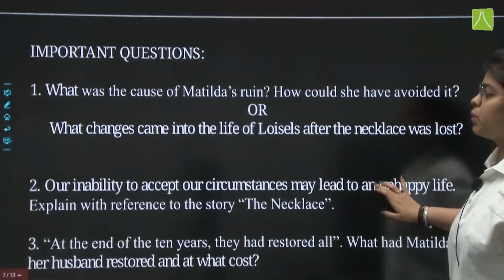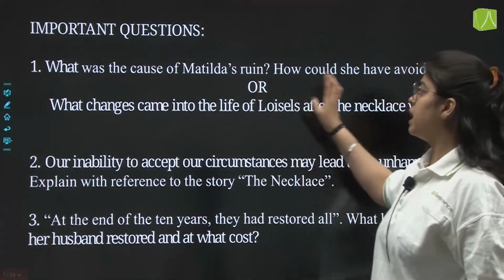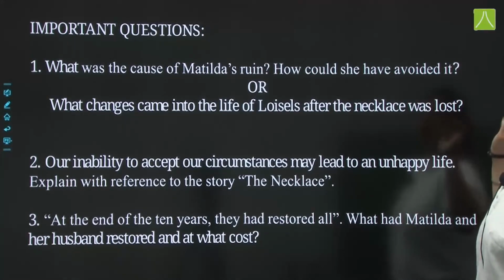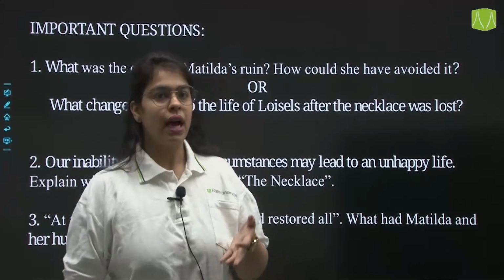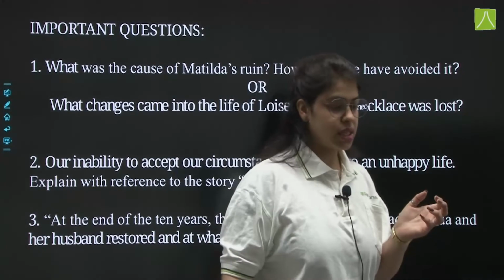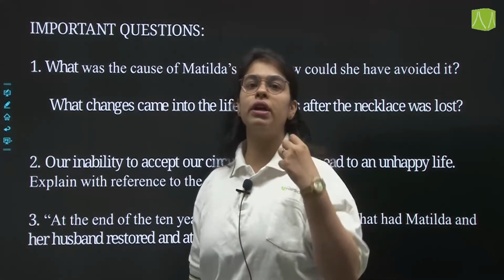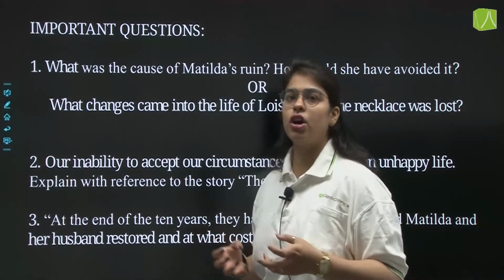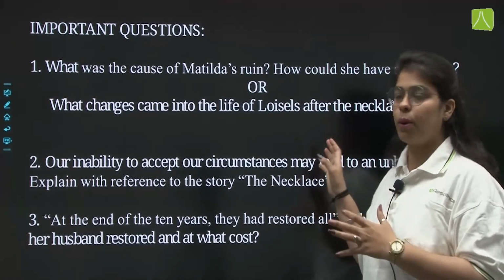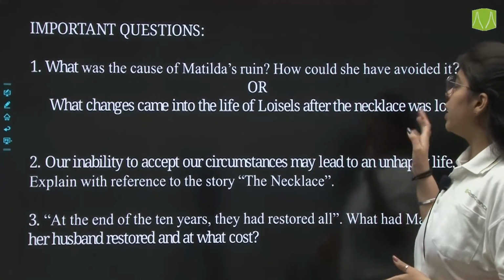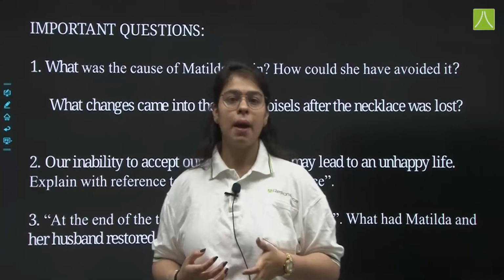Now let us see the important questions related to the chapter. The first one is, what was the cause of Matilda's ruin? How could she have avoided it? This was all planned by Matilda. She wanted to go to the ball of the ministers, so she asked her husband to buy her a new dress. Then she also wanted jewelry. This selfishness, or we can say greed, got Matilda into trouble. She could have avoided it by making herself comfortable with the things she already possessed.